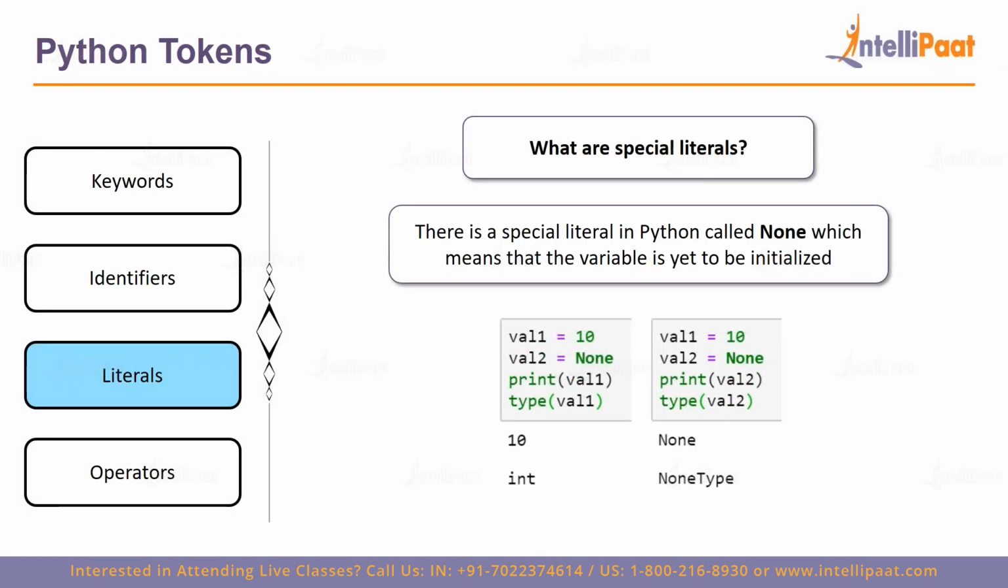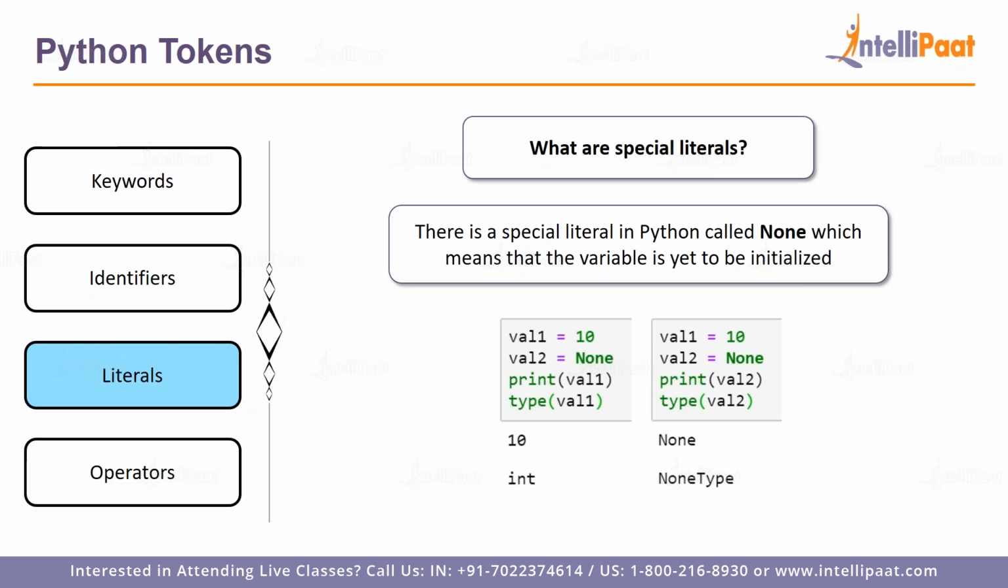So we have special literals. These special literals are something that we can use for ourselves. These special literals in Python are called None, which means that the variable is yet to be initialized. If you're coming from other languages, there's a concept called null, N-U-L-L. That's basically what Python uses, but instead of null, we use None.